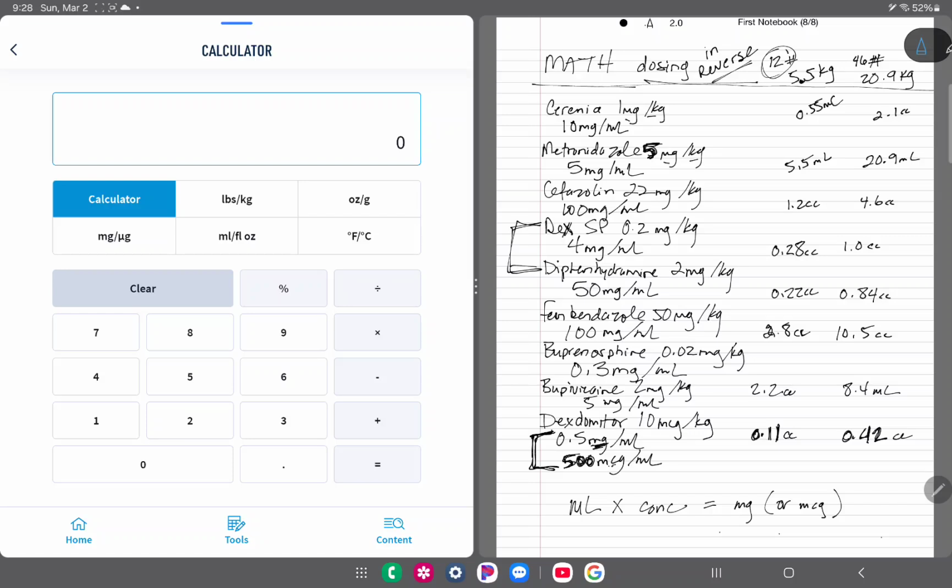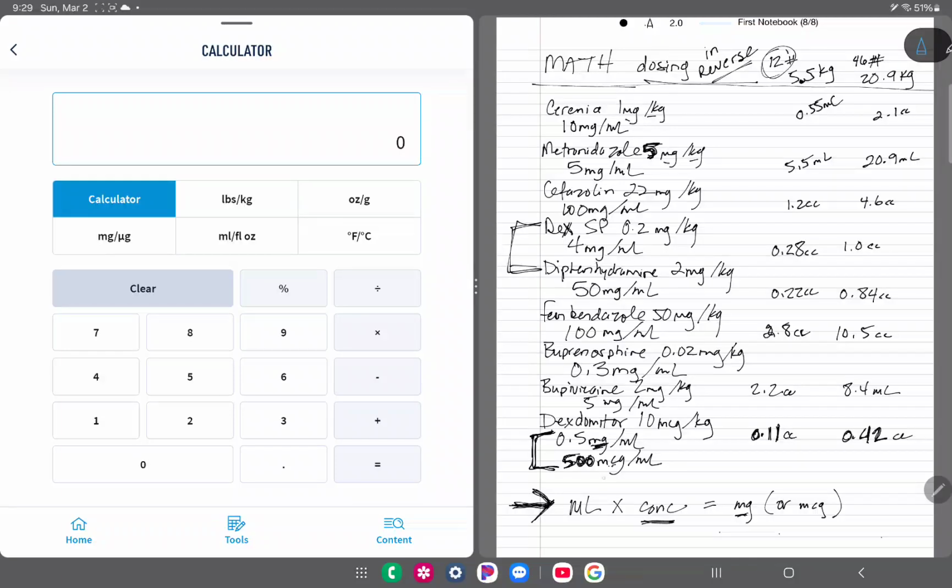But if you're thinking, no, I want to learn how to do the math in the backwards way, well, let's do that. So we go down to the bottom of our paper here and we see mils, the mils you gave, the mils your doctor told you, times the concentration. What is on the bottle? What is that concentration? Will get you micrograms. Or I'm sorry, milligrams. Usually it gives you milligrams.